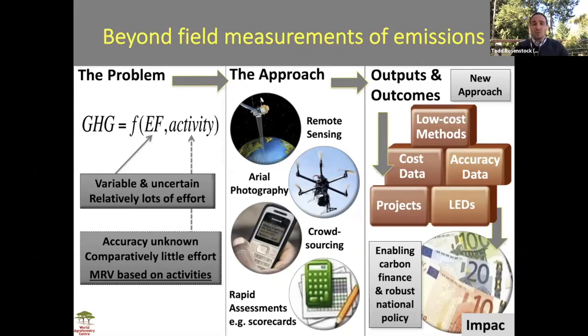And so when you widen the problem beyond just the simple measurement problems, you end up looking at all kinds of different types of approaches, some of which are very applicable for this integrated systems accounting. And that's remote sensing, aerial photography, even crowdsourcing. So sending people text messages and getting information back. And what this would allow you to do is actually be able to unlock the finance needed for massive transformation at scale.